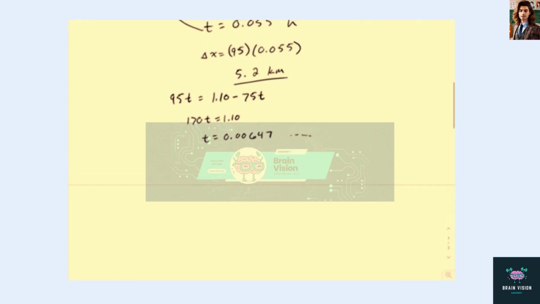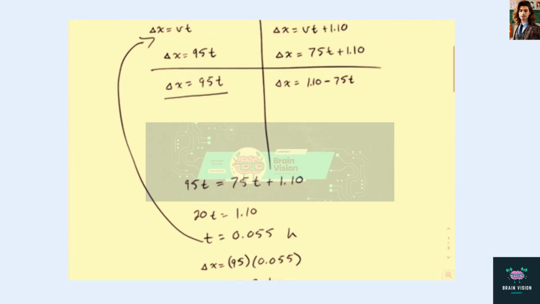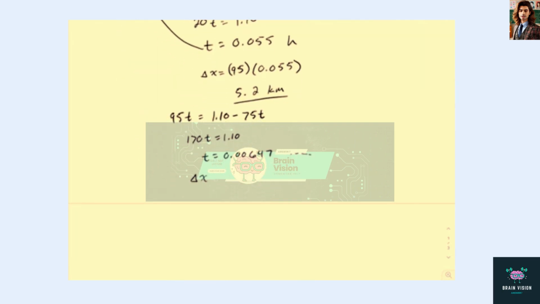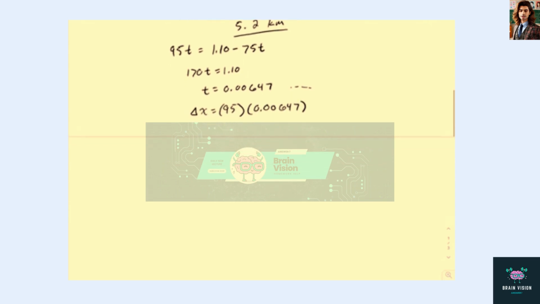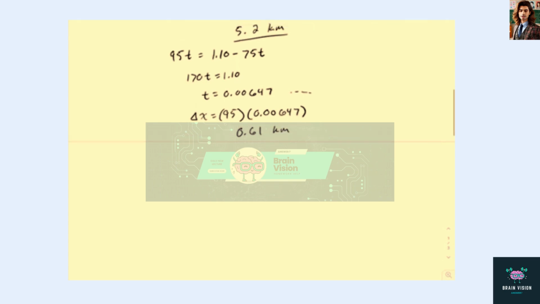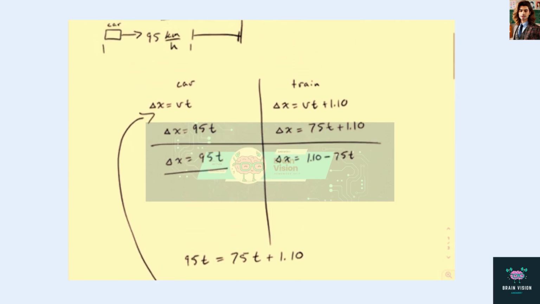And again, plug back into this. And so we get delta x for the car is 95 kilometers an hour times 0.00647 hours. I don't know how long that is off the top of my head, but we don't need to know the time, we just need the distance. So when you multiply those out, you get about 0.61 kilometers.